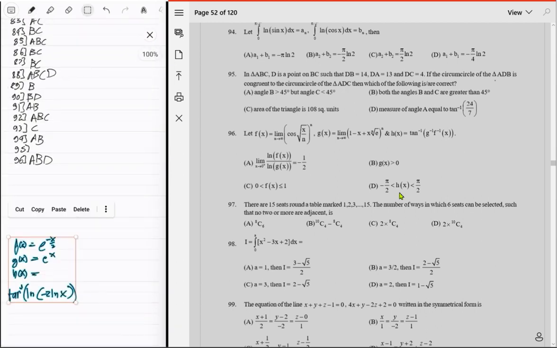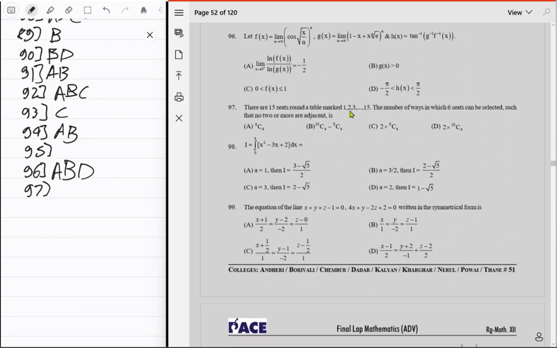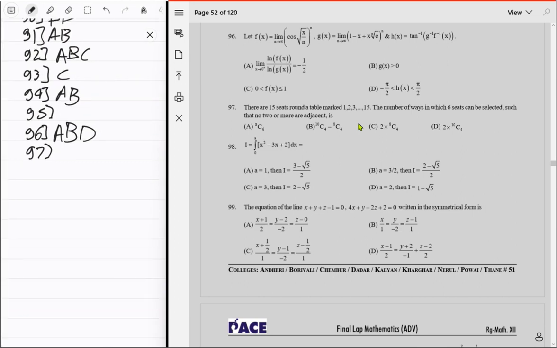Next question. 97. 97 is there are 15 seats around a table, 1, 2, 3, 4, 5, 15. Number of ways in which 6 seats can be selected such that no 2 or more are adjacent. 15 सीट है, 6 select करने हैं such that no 2 or more are adjacent. Okay, so like तुम जो sequence create करने वाले हो, in which you have 6 correct and 9 incorrect. 9 incorrect को तुम ऐसे बस रख दो, and then you have to insert your 6 correct such that बीच में हमेशा एक ना एक इनकरेक्ट रहे. या well, that looks correct.